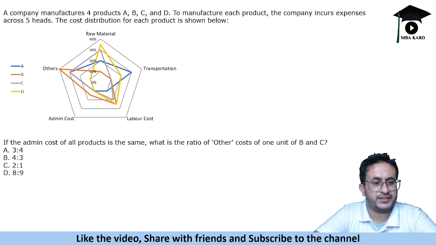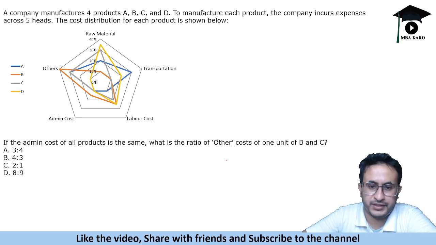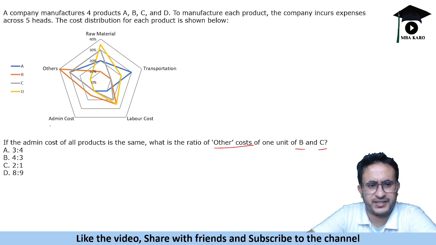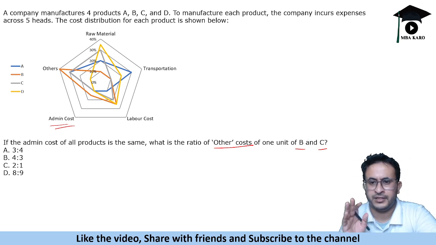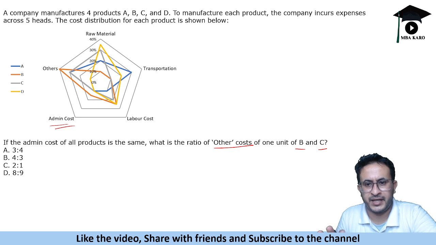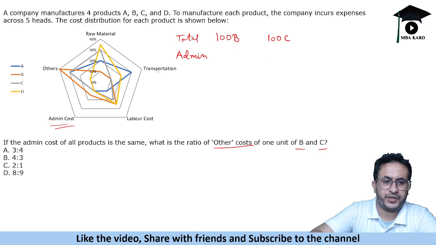Next says that the admin cost of all products is same. What is the ratio of other costs of 1 unit of B and C? It is given that admin cost of all products is same. So now we do not have to find for all products. We are just concerned with B and C. Suppose the total cost, find the admin cost and equate them.